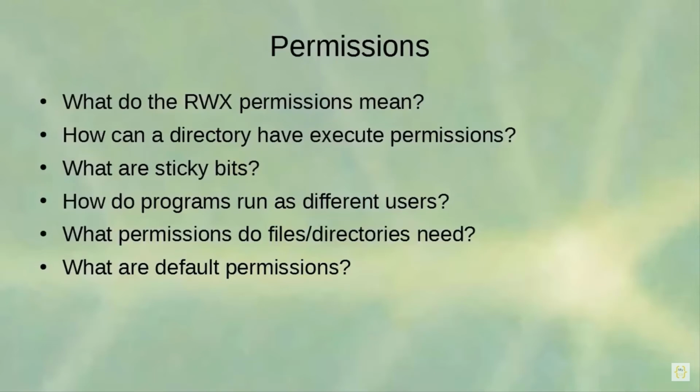So let's go back here. How do programs run as different users? Well, you can use the set UID bits, and that's basically how you do it. If they have the set UID bit, it will run as the owner of that file. If it is a set GID, it will run with the group set as the group owner of the file.